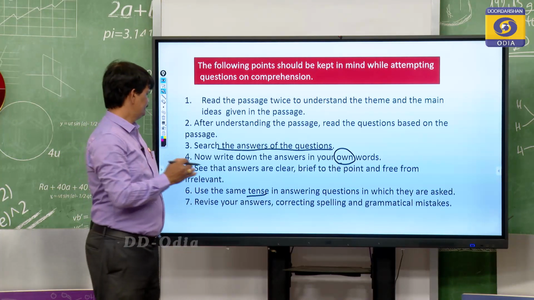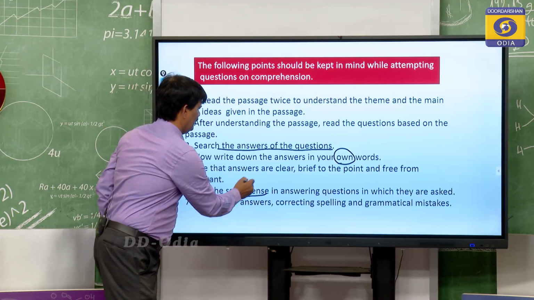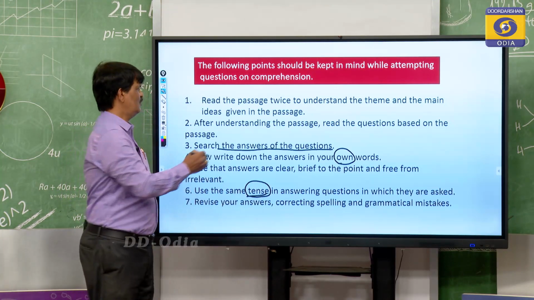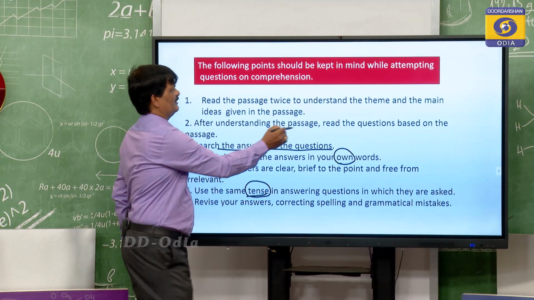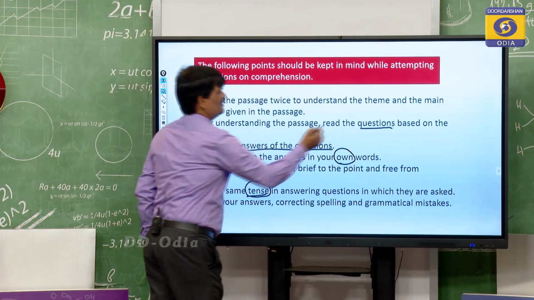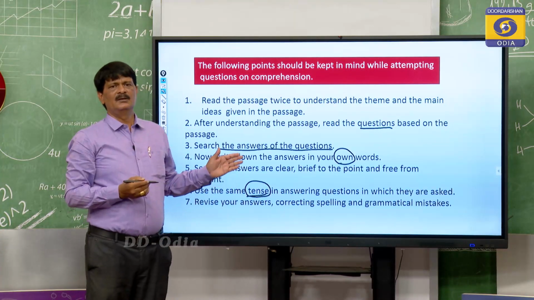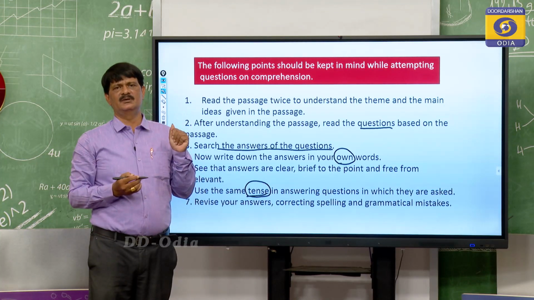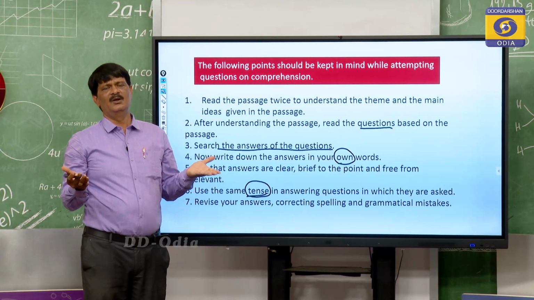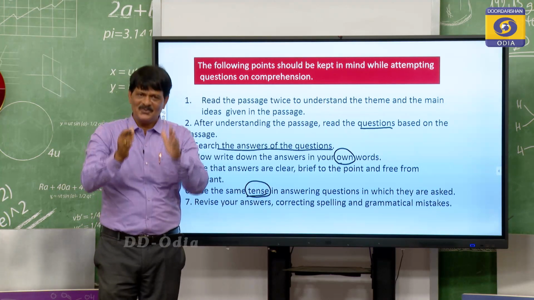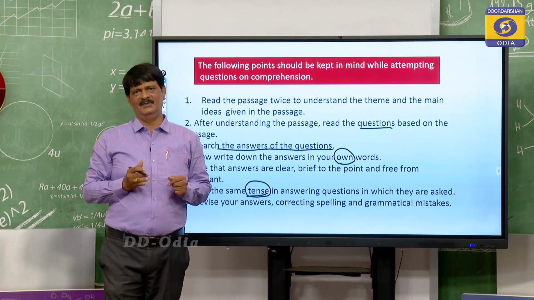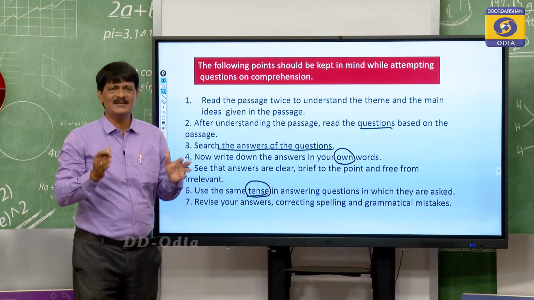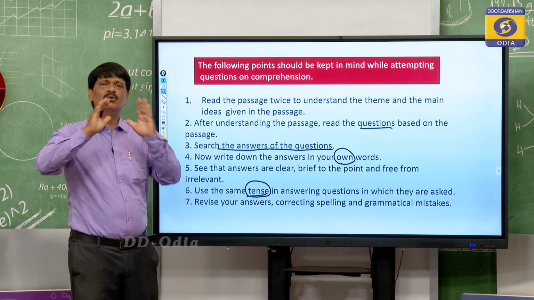Then one important thing, the tense. You see the question, the related question, which tense the question is in. Accordingly, you will write the answer to the question, and then easily you can get the marks. But actually the students are not following these points. If they follow these points before going to the unseen passage, easily they can get full marks.